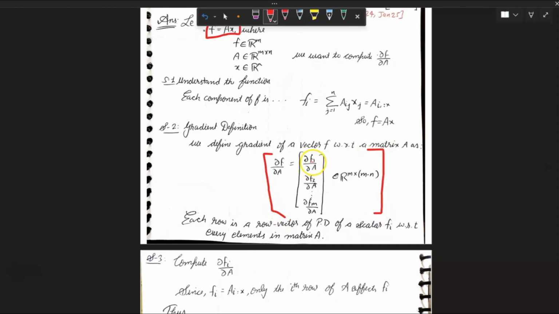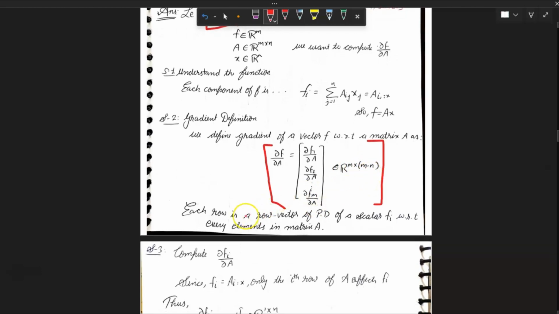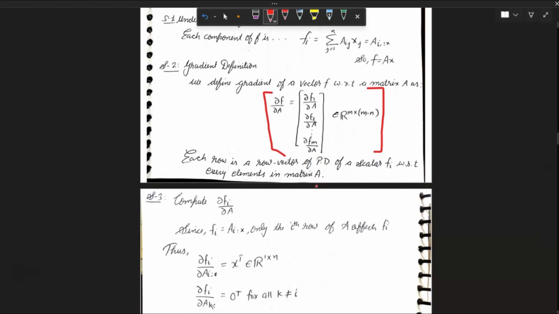It's a column matrix of ∂f1/∂A, ∂f2/∂A, up to ∂fm/∂A, which belongs to R^(m × m·n). Okay, so each row is a row vector of partial derivatives of a scalar f_i with respect to every element in matrix A. So it's a row vector. So ∂f1/∂A is a row vector. Okay, let's see how it's a row vector.